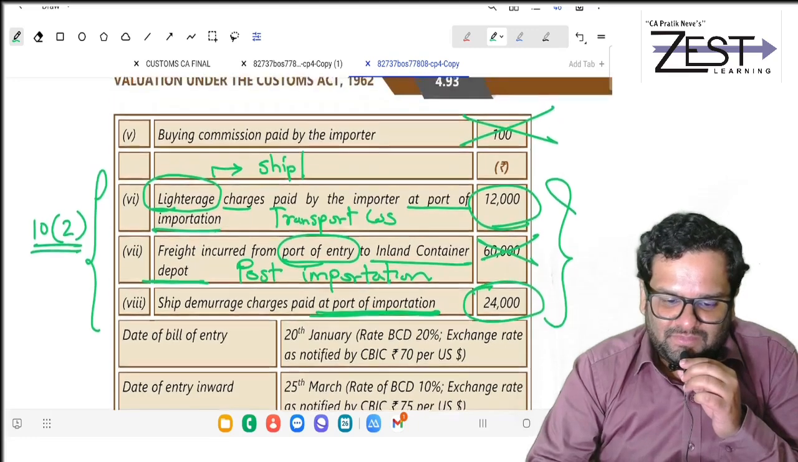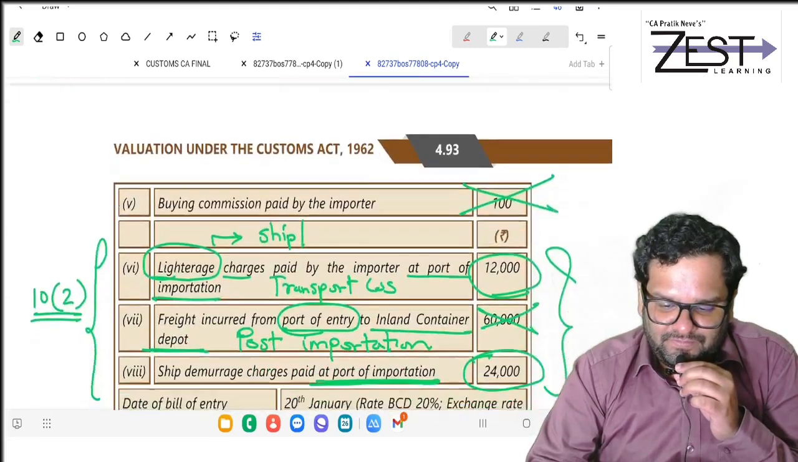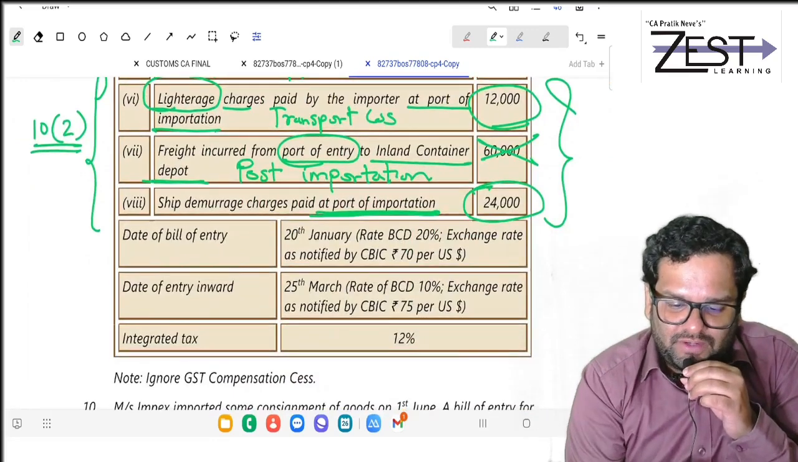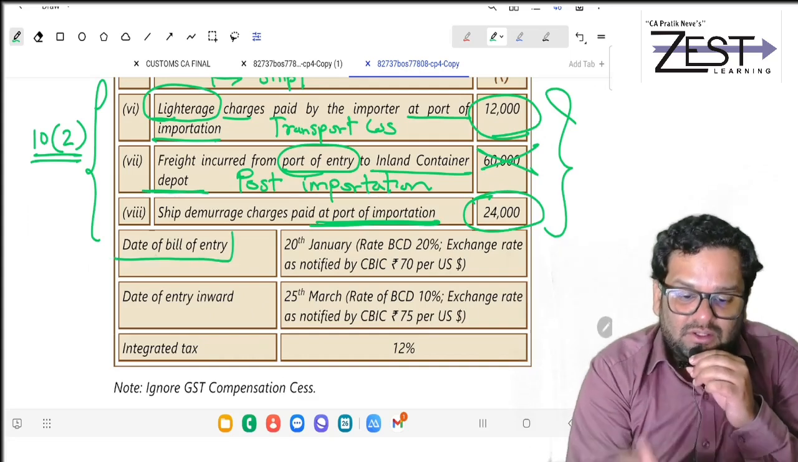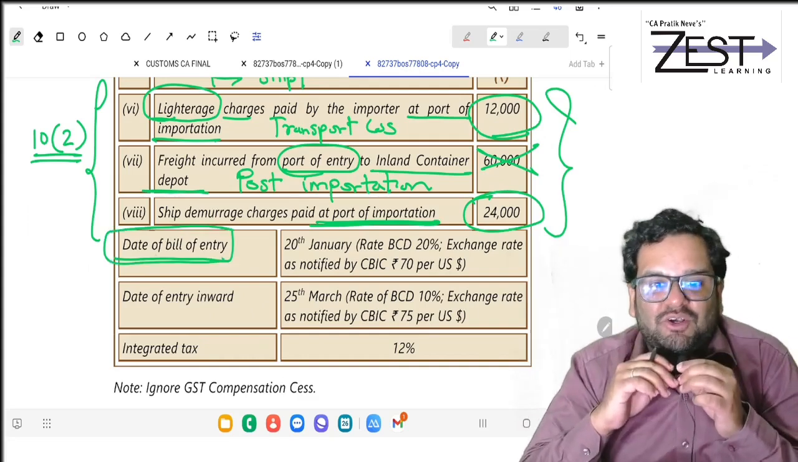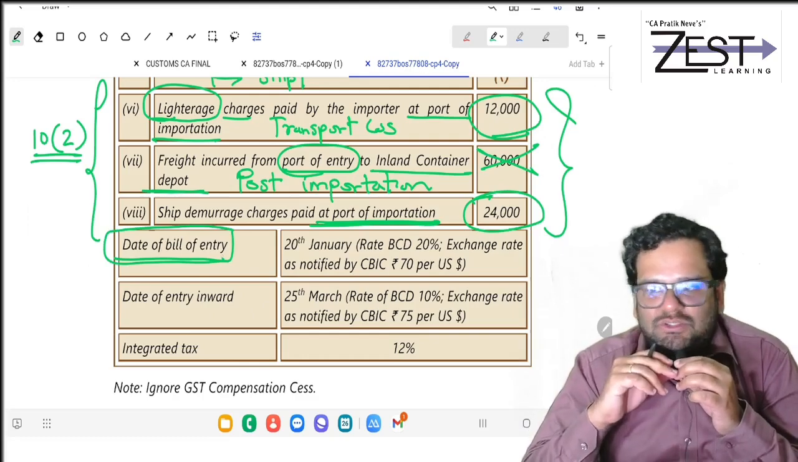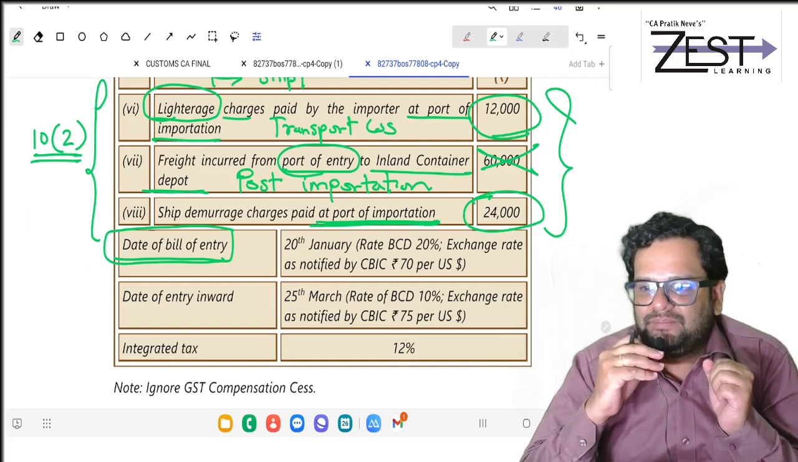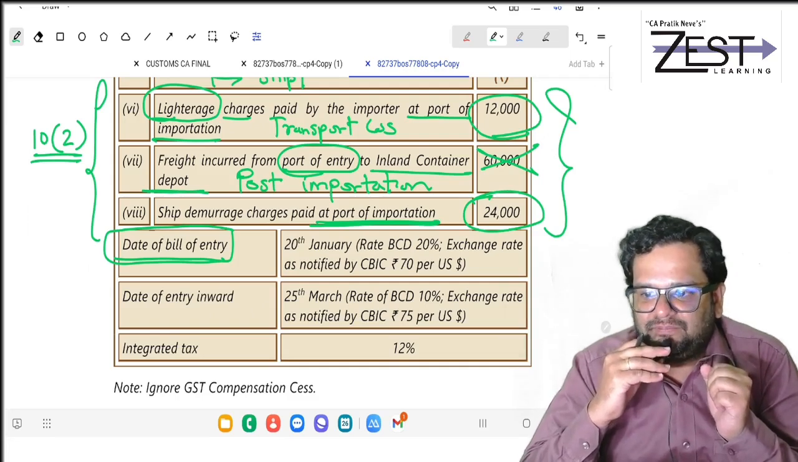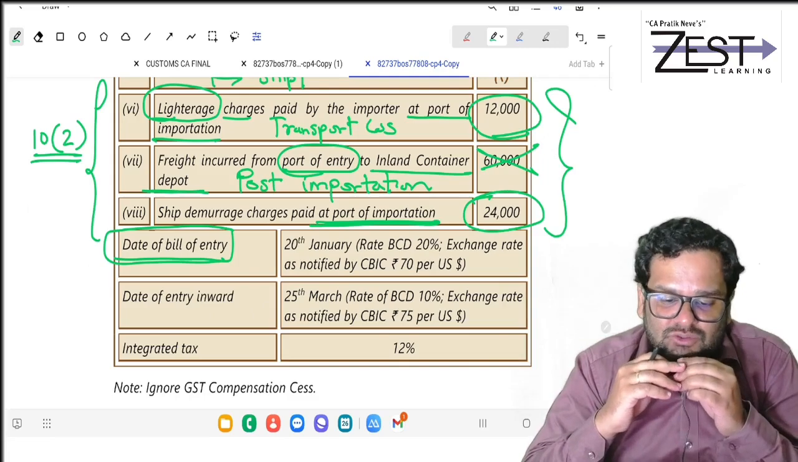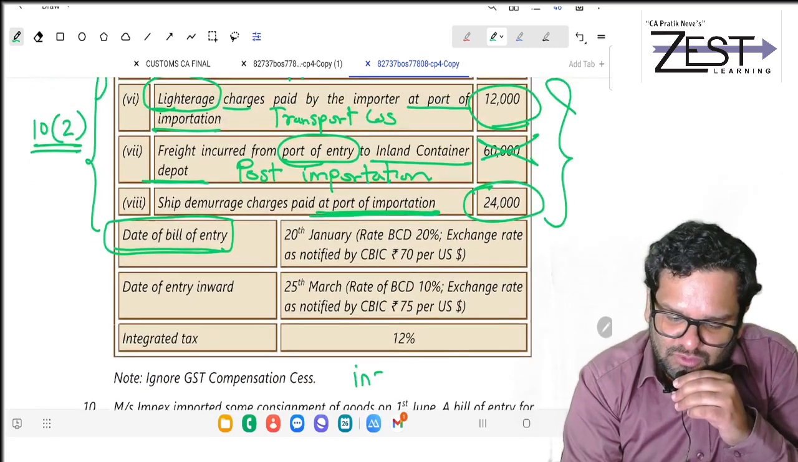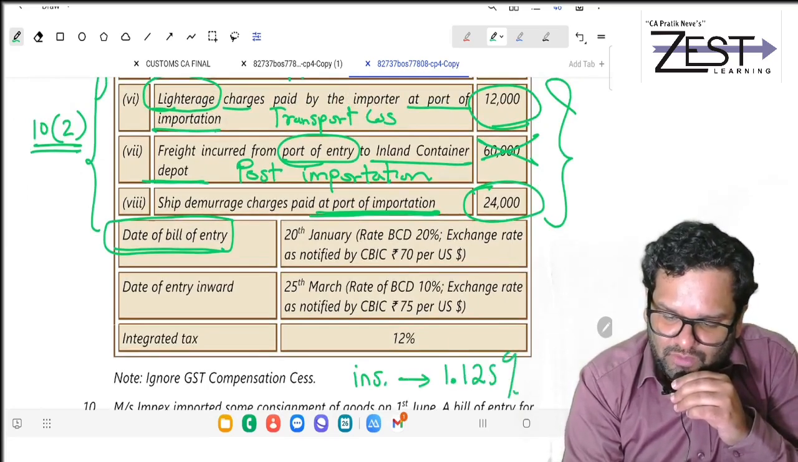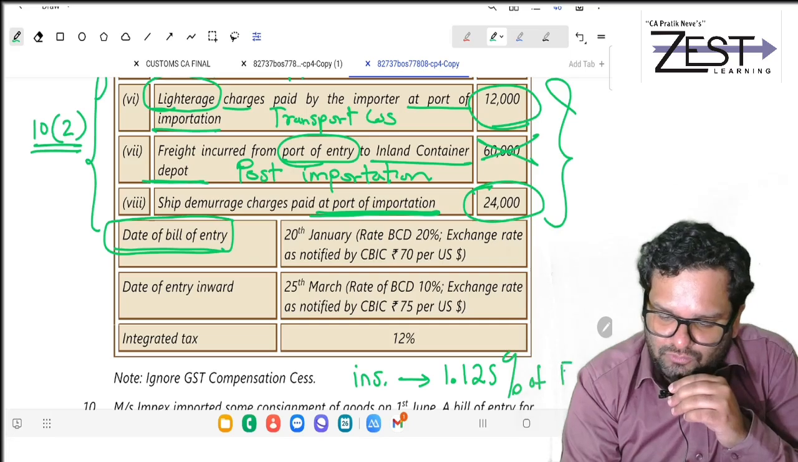Now, friends, the date of bill of entry is given. Why is it important? Which cost is missing? Insurance is missing. If insurance is missing, meaning insurance is not known, how much will you take? You will take 1.125% of FOB.